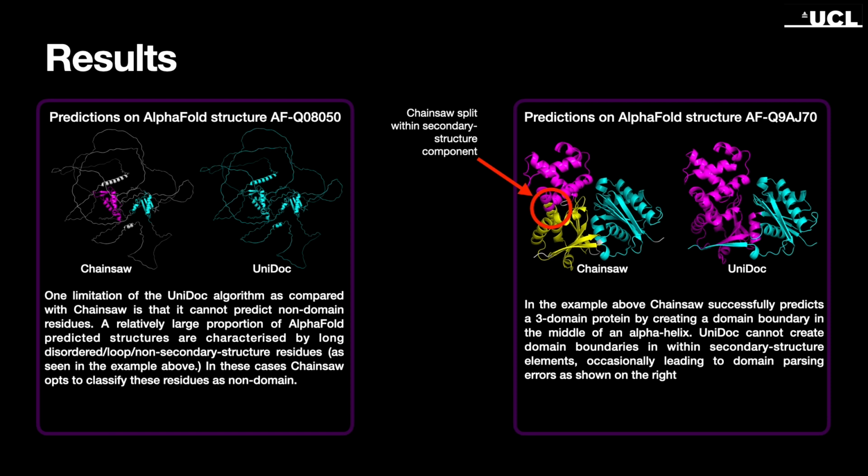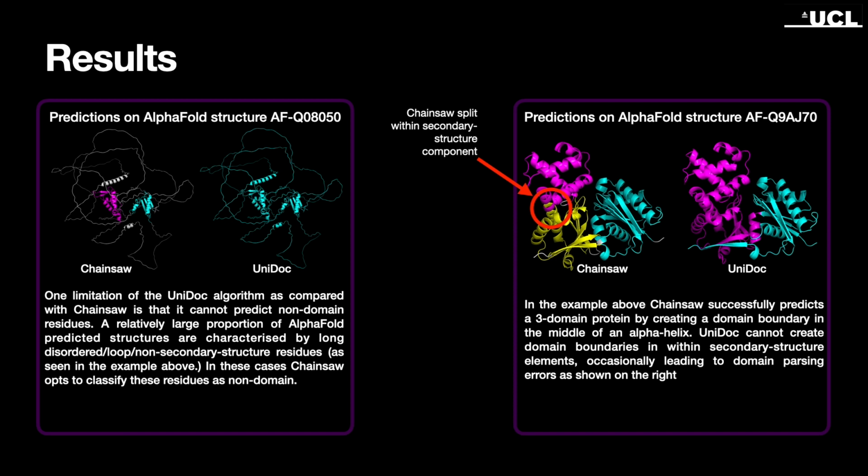So one of the limitations of UniDoc is that it is not able to predict residues as being non-domain. So looking at the comparison of images on the left here, you can see that UniDoc assigns the entire protein sequence to one domain, even though it contains a lot of these long regions of disordered amino acids that don't contain any secondary structure that seem to have been quite poorly modelled by AlphaFold. Contrastingly, Chainsaw is able to assign these residues as non-domain and pick out the components which are well folded by AlphaFold and consider these as separate domains.